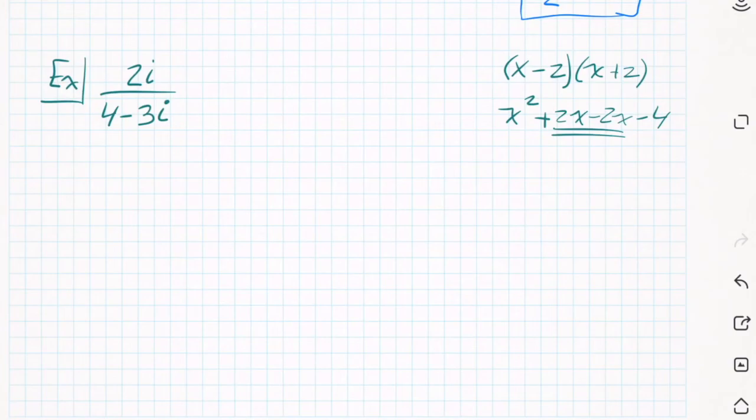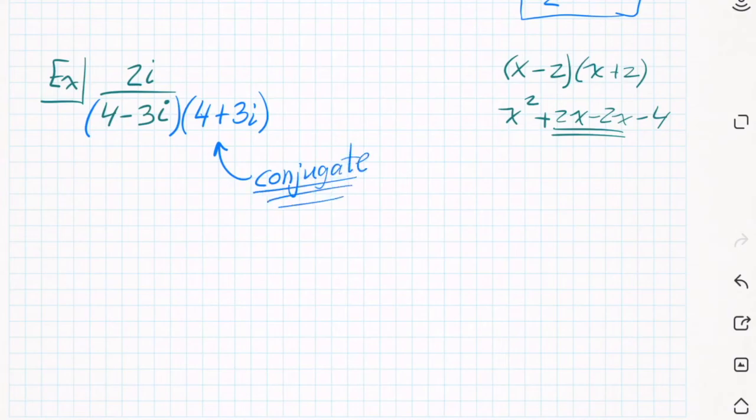So we're going to use this idea that the two middle terms are canceling, and we're going to call this thing that is different than 4 minus 3i its conjugate. So I'm going to write that in here in a second. This is called a conjugate. And it becomes really important later on to recognize what a conjugate is.